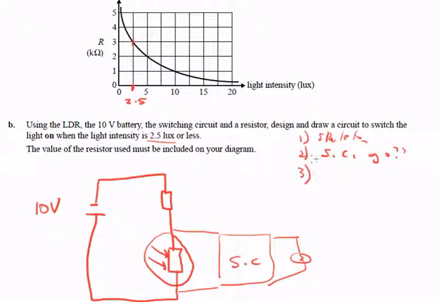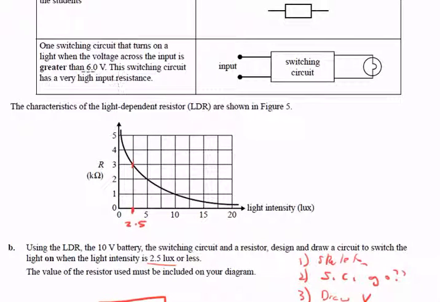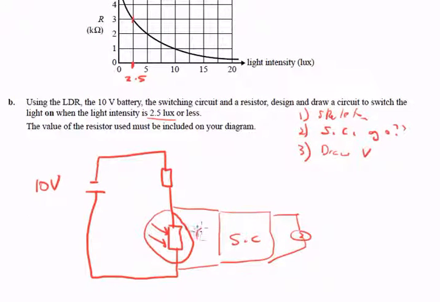Where does that go? The next thing is I draw the voltages in. So we know this switching circuit needs to turn on when it's greater than 6 volts. This is in the question. So this has 6 volts on it. If that's 10 volts, and that's 6 volts, this must be 4 volts left there. 10 minus 6 is 4.